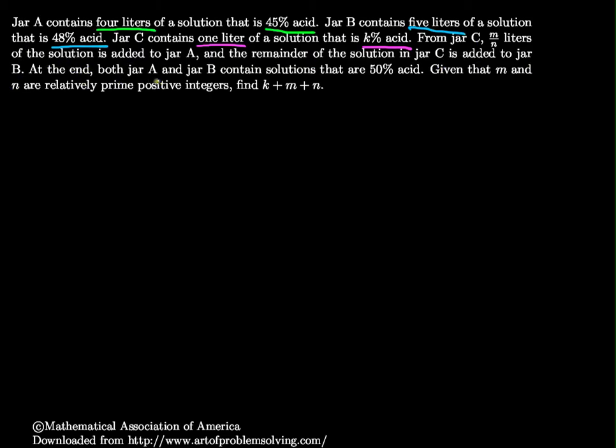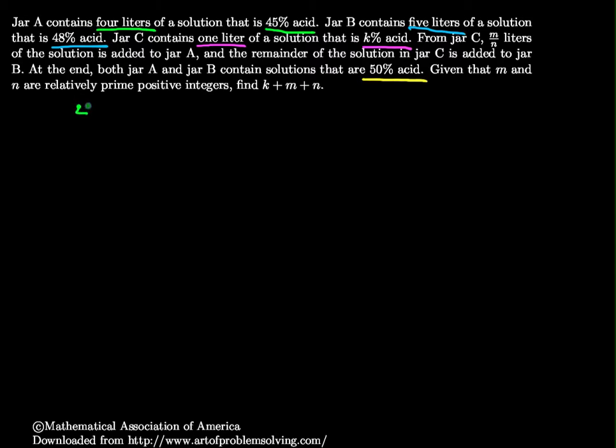At the end, both jar A and jar B contain solutions that are 50% acid. Given that m and n are relatively prime, find k plus m plus n. Okay, so basically what happens is, when I add some of jar C to jar A and the rest to jar B, everything ends up being 50% acid, which means that if I combine all 3 of these, I'll get 50% acid solution that has 4 plus 5 plus 1, 10 total liters.